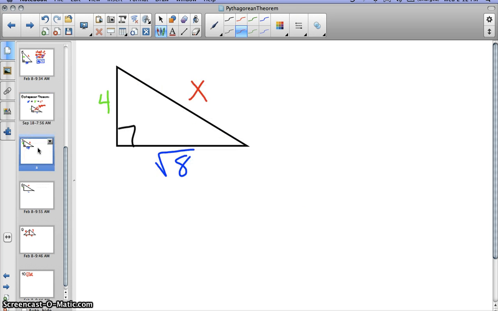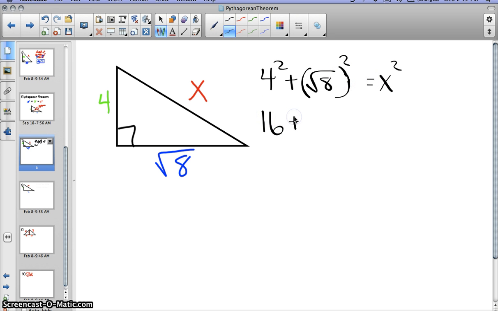Alright, here we go. So, if we're given a triangle that looks like this, we just need to set it up with the Pythagorean Theorem. So, 4 squared plus the square root of 8 squared equals x squared. So 4 squared is 16, plus, here's the neat thing. When you square a square root, those are called inverse operations. They cancel each other out. So all we're left with is 8. So 16 and 8 is 24.